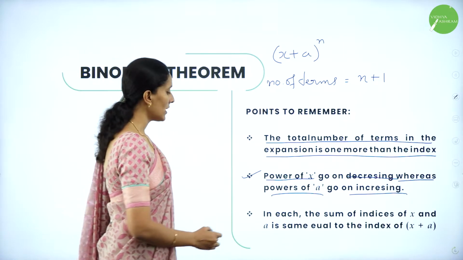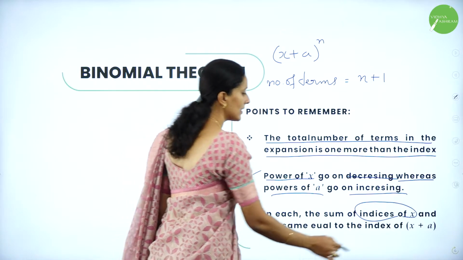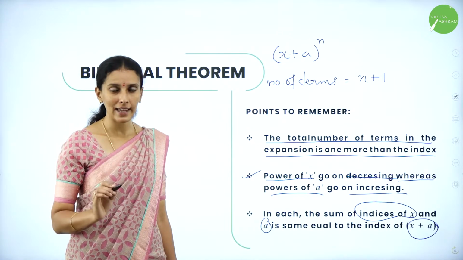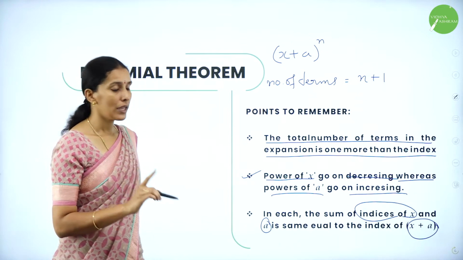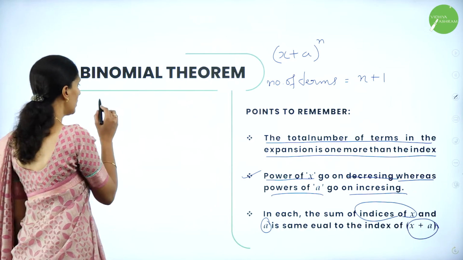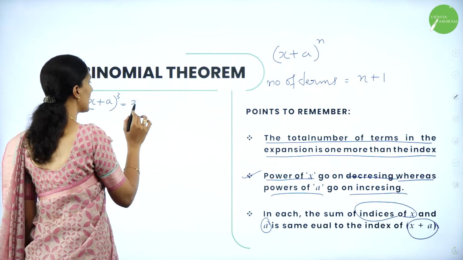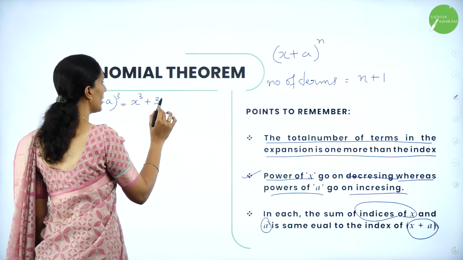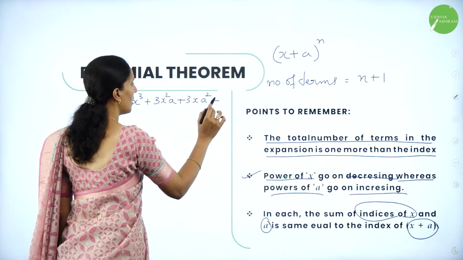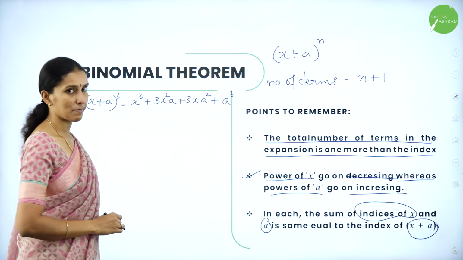And one more observation is that in each term, the sum of the indices of x and a is the same as the power of x plus a. So when you add the power of x as well as a in each term, it should be equal to the power of x plus a. I'll explain with x plus a whole cube. So it is x cube plus 3x square a plus 3x a square plus a cube. This is the cubic expansion of x plus a whole cube.